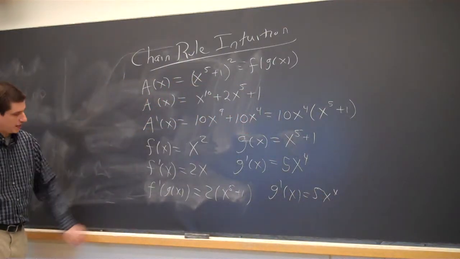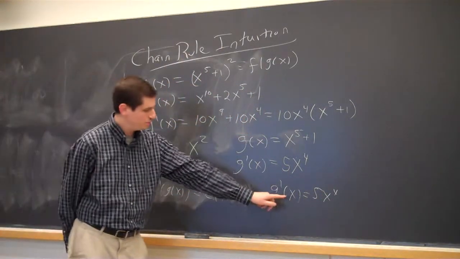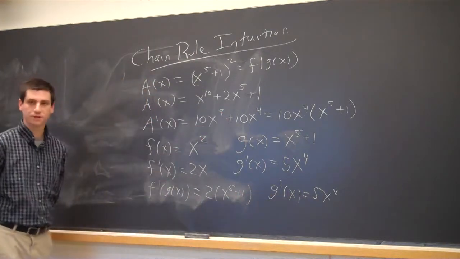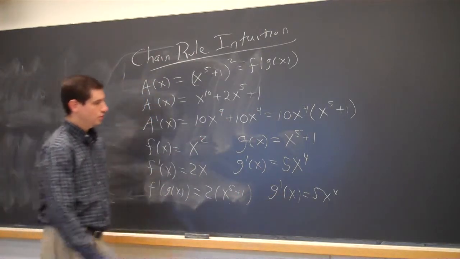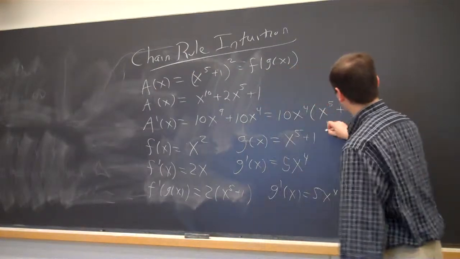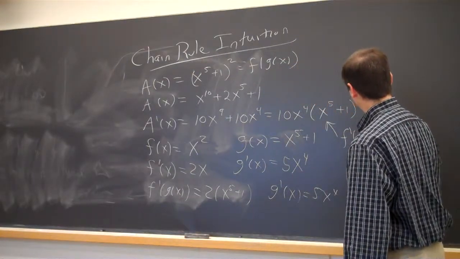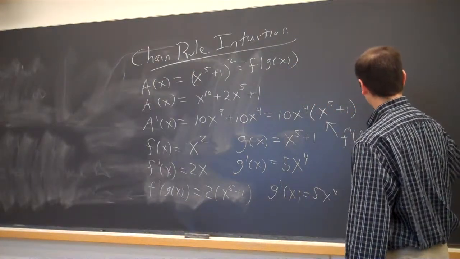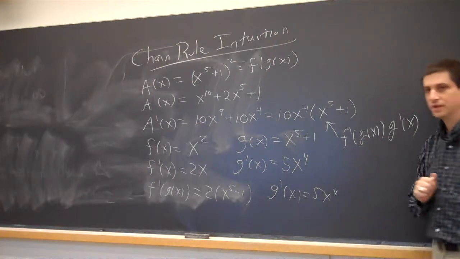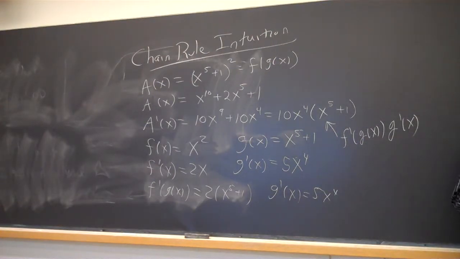And so now if I look at f prime of g of x times g prime of x, that gets me what I want. So we see that this looks like f prime of g of x times g prime of x. Is this a proof?